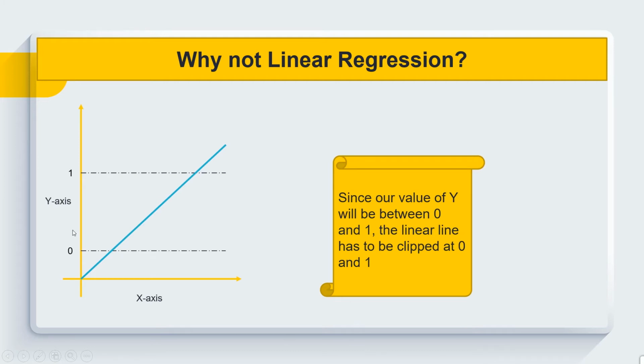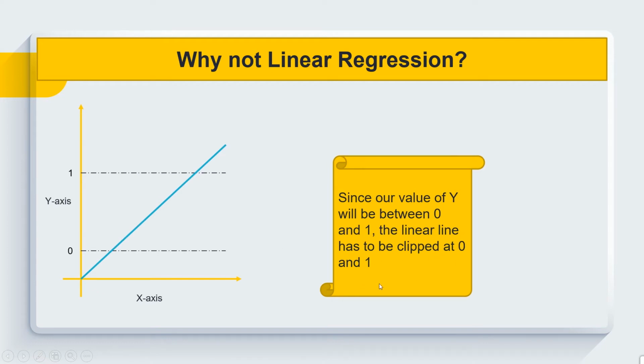It can be either 0 or it can be 1. It should not entertain the values which are below 0 or above 1. But in linear regression, we have the value of y in a range. So in order to implement logistic regression, we need to clip this part, so we don't need the value that is below 0 or above 1. Since the value of y will be between only 0 and 1, that is the main rule of logistic regression. The linear line has to be clipped at 0 and 1.